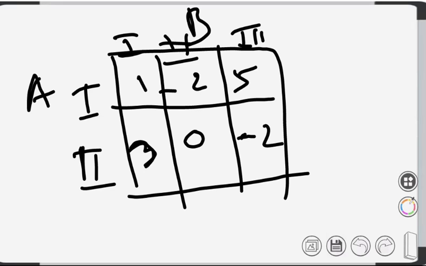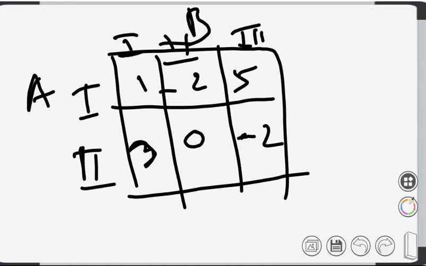Mind that before going into the mixed strategy, we have to check whether the game has a pure strategy or not. So every time a problem is given, the first thing is to determine whether there exists a saddle point or not. So that's the first step.